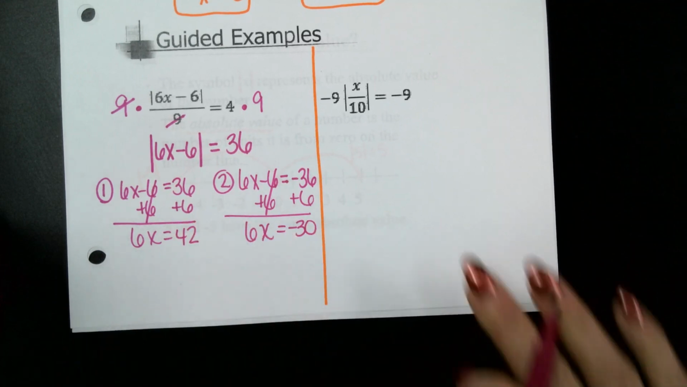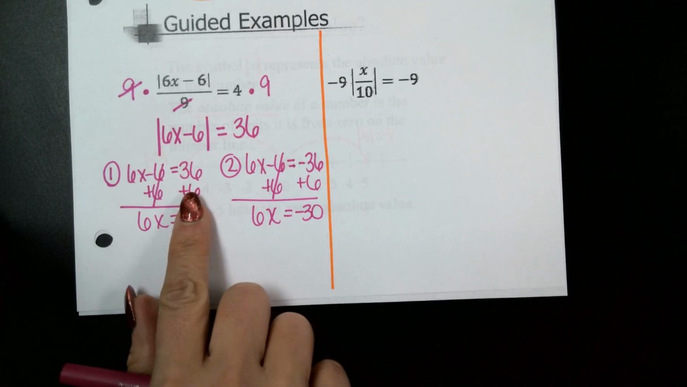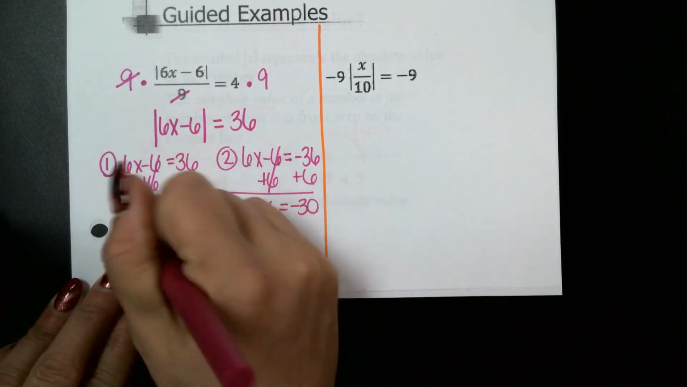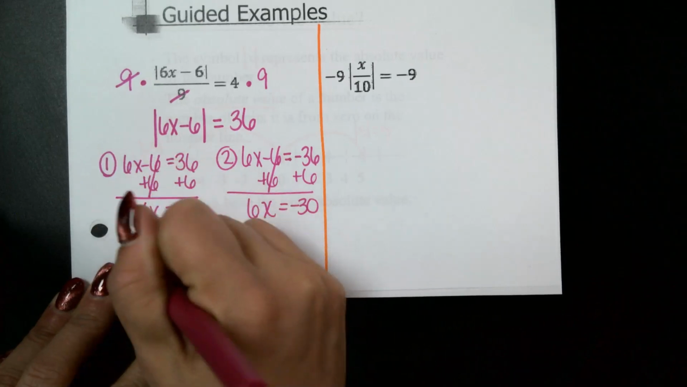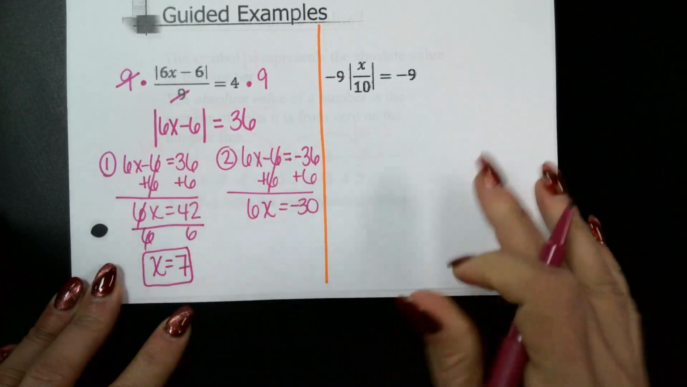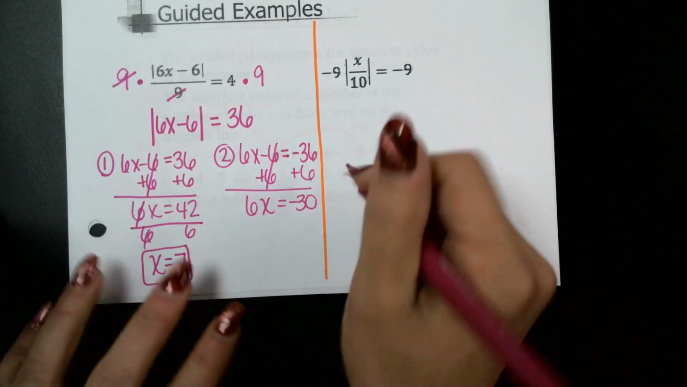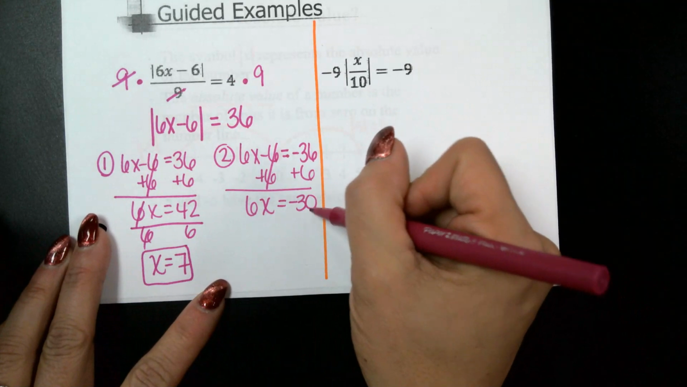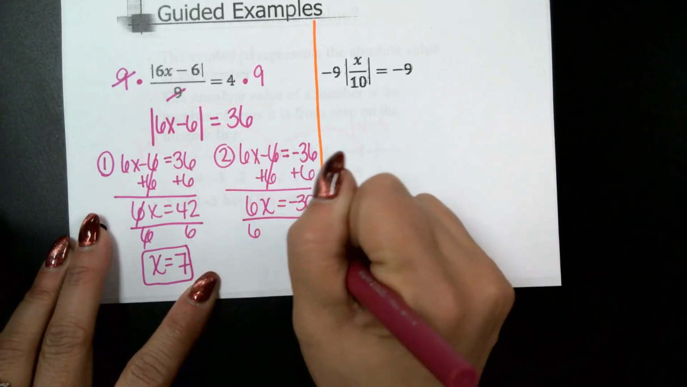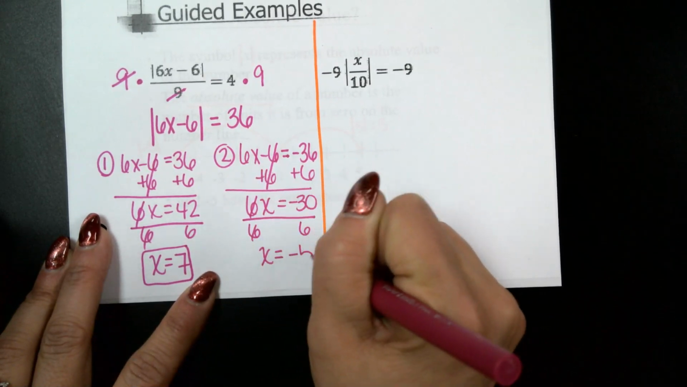Now, I haven't gotten my two answers yet, but when I added 6 to this one, I got a 42. And what's 42 divided by 6? Okay, so my first answer should be x equals 7. And then my second one, when I added 6, I got negative 30, right? And then divide by 6. So you get negative 5.